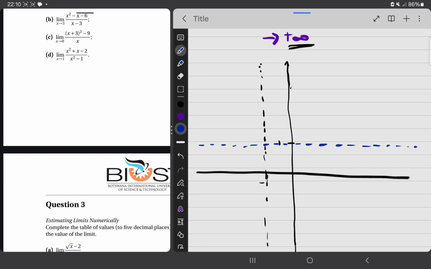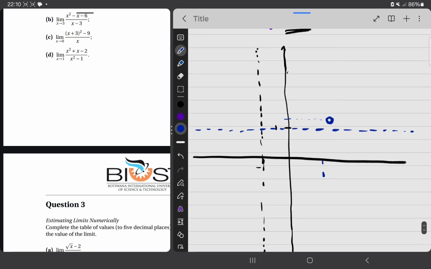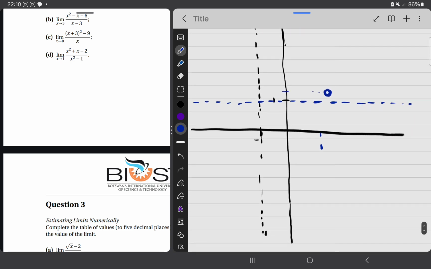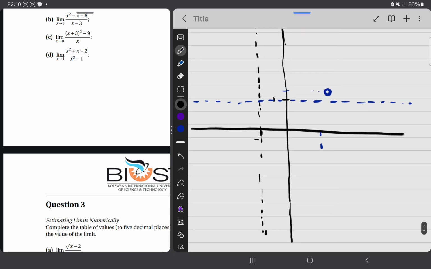Now, what else do we have? We are going to have 1 in the x, and 1.5, which is just after 1. Just after 1 here at 1.5, there is going to be a hole. So there is a hole here. And now, what else do we have? So I have it like this.